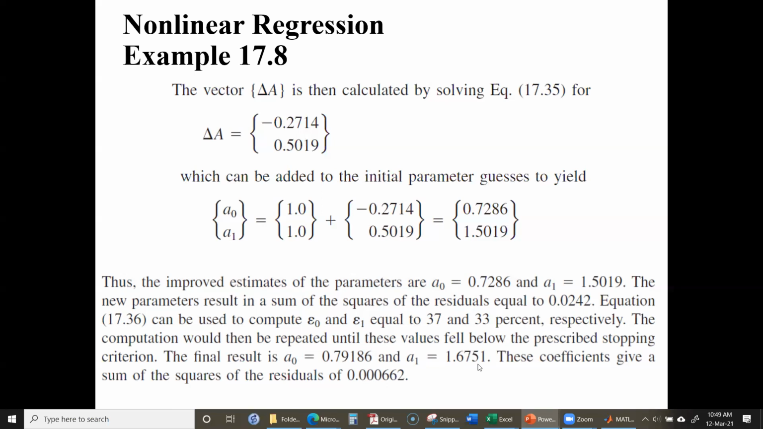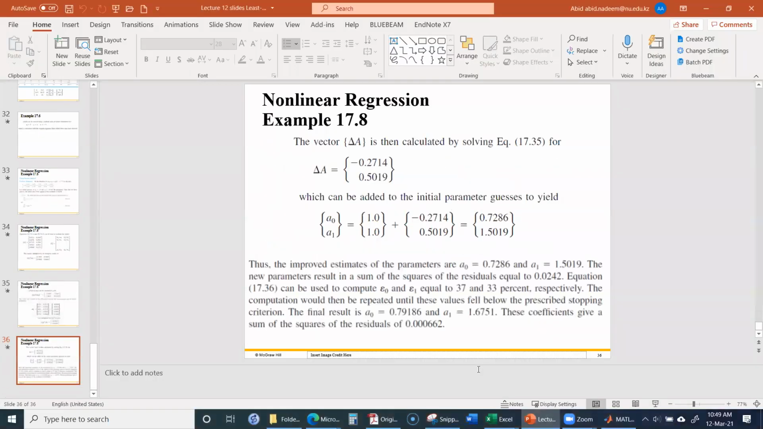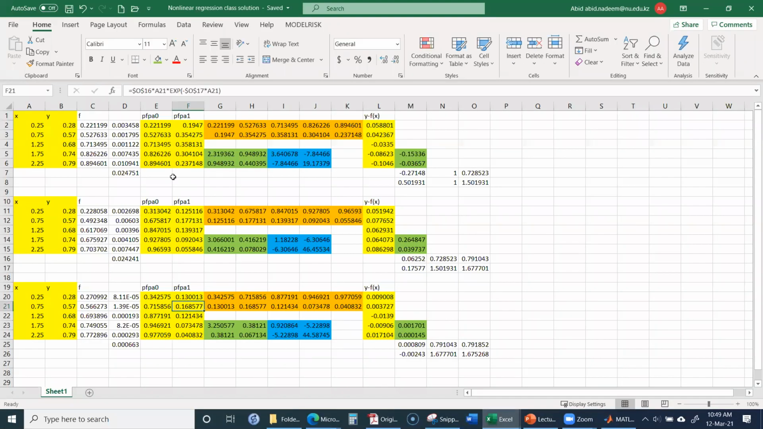So this is a repetitive process, and this process we can also do in Excel. Here I have done it by myself before. I put the X and Y values, then I calculated the values given by the function, and then here I calculated the square of the differences. So the square of the differences for the first trial is 0.02.